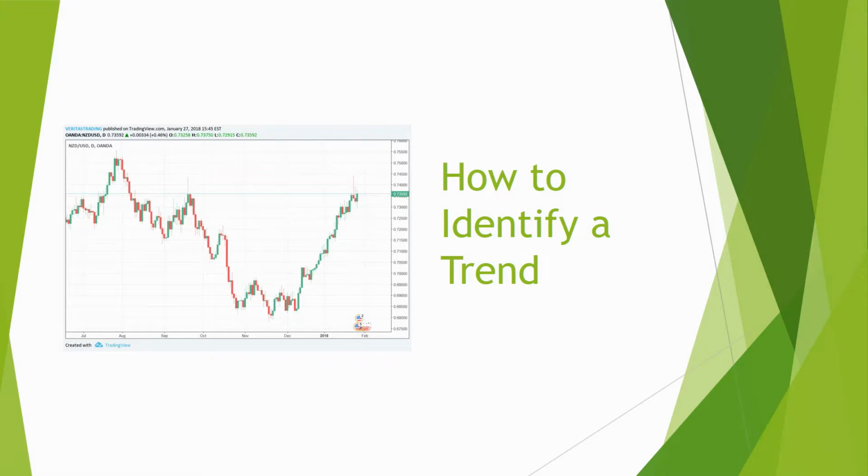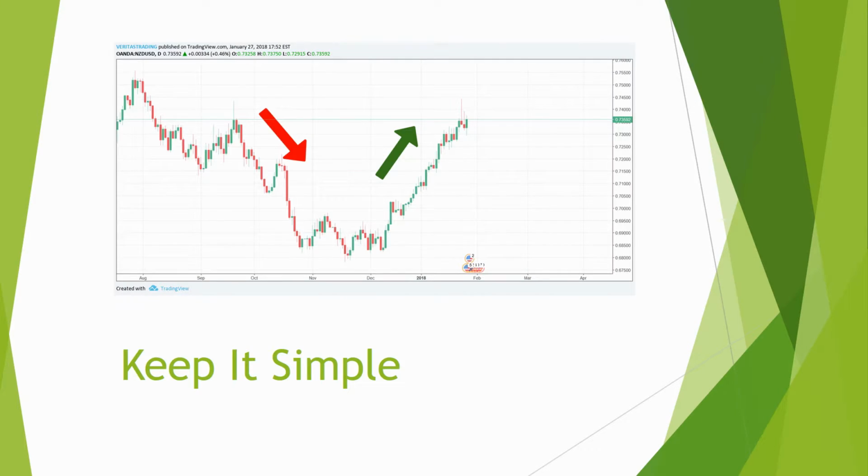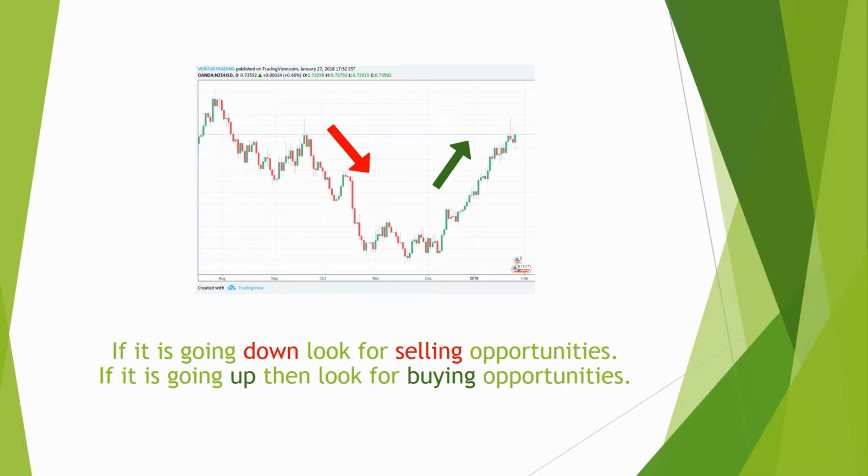So how do we identify a trend? Well, the first step to that is basically you just want to try to keep it simple. By keeping it very simple, it's easier to analyze a chart and decide what direction the trend is. If it's going down, you want to look for selling opportunities. And if it's going up, then you look for buying opportunities.